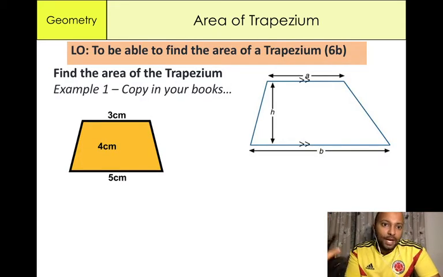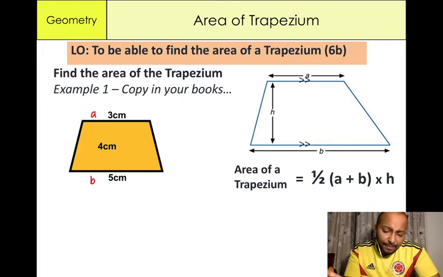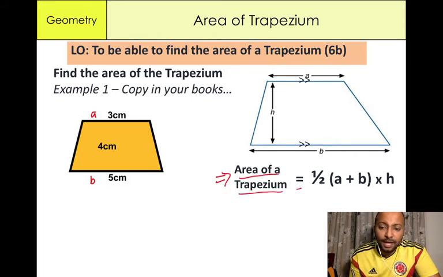Now we're going to look at our first example of how to find the area of a trapezium. I'm going to label this side A and side B. To find the area of a trapezium, we use this equation: area of a trapezium equals half times open brackets A plus B close brackets multiplied by the height. We have the length of A, which is 3 centimeters, and the length of B, which is 5 centimeters.